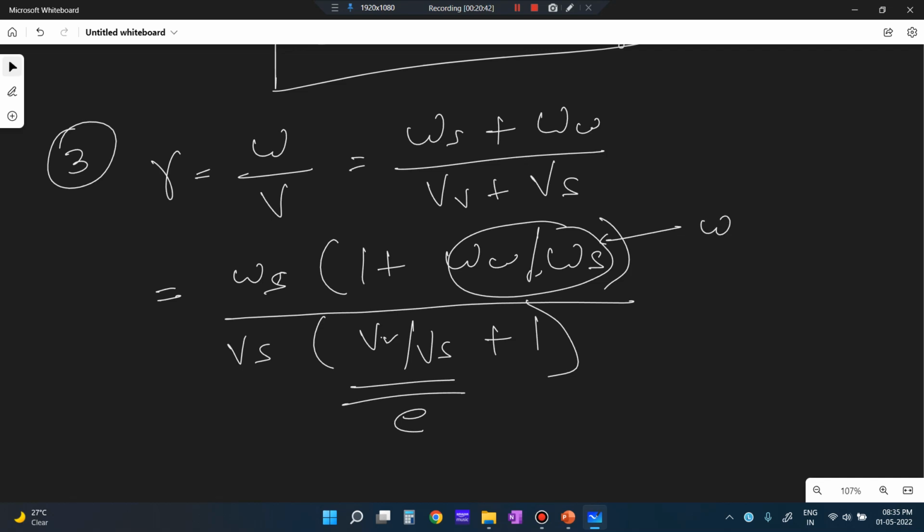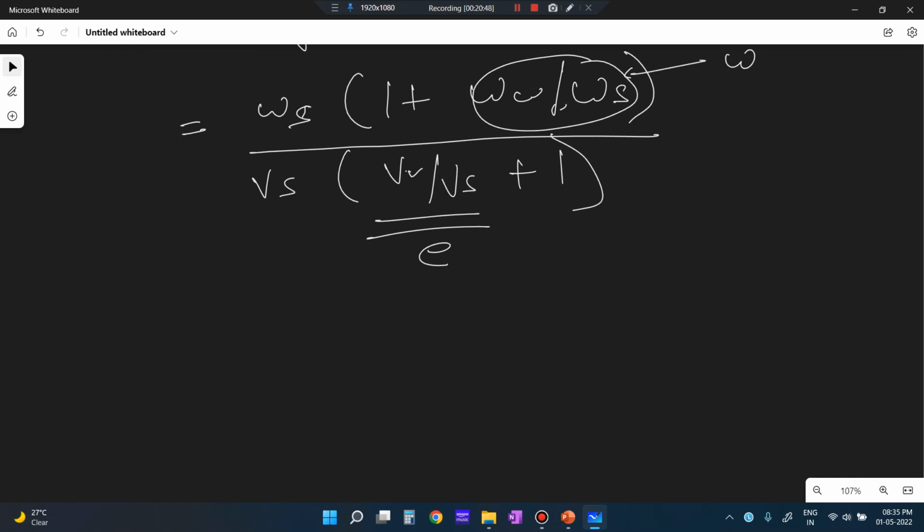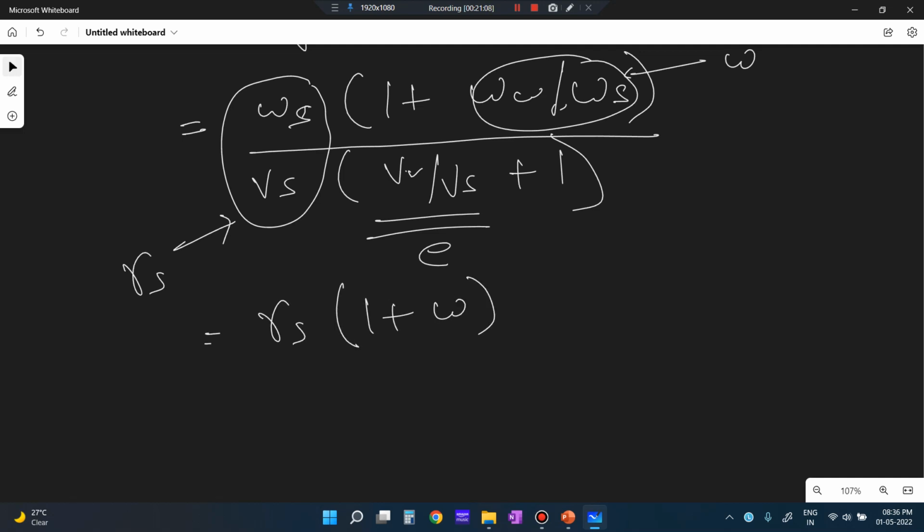And this one, weight of the soil solid or dry soil divided by volume of the soil solids, this one is gamma s, that is the unit weight of soil solid. So you can write it like this: gamma s times 1 plus w divided by 1 plus e.